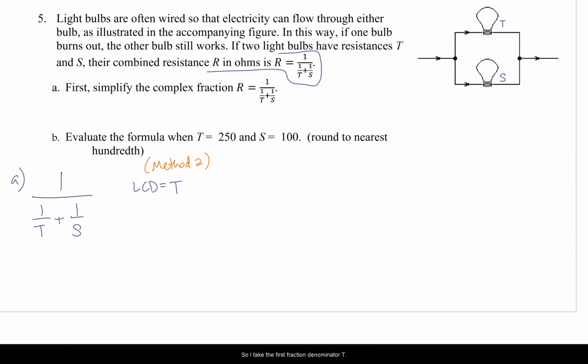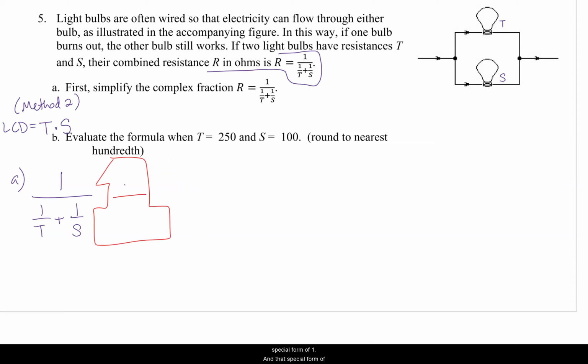So method 2 says first find the least common denominator of all the fractions in the problem. So I take the first fraction, denominator T. I look at the second fraction, denominator S. I do not have it, so I need to include it as a factor of my least common denominator. And now I'm going to multiply this complex fraction by a special form of 1. And that special form of 1 is going to be T times S over T times S.